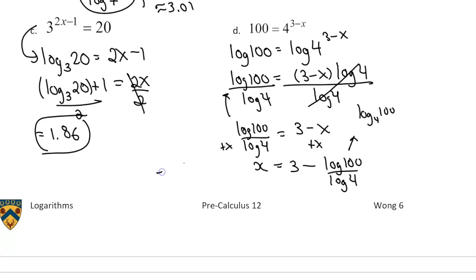And you should get something like x equals negative 0.32. So again, multiple ways to be able to do these questions, but hopefully you feel a little more comfortable with being able to solve for x now when x is a variable.